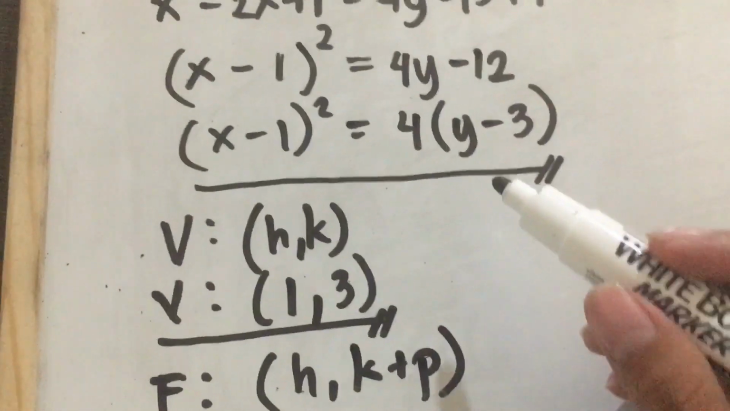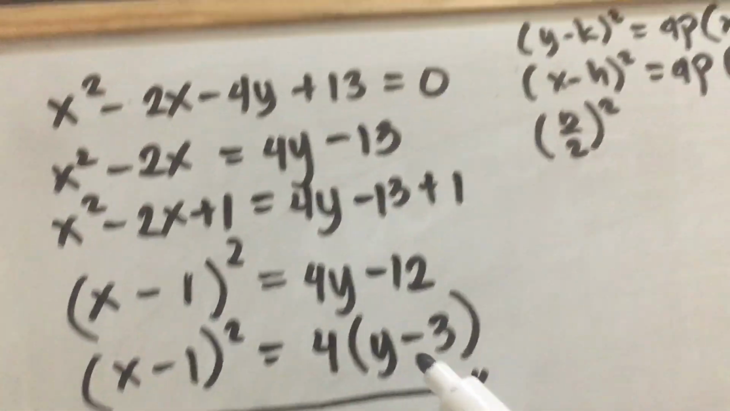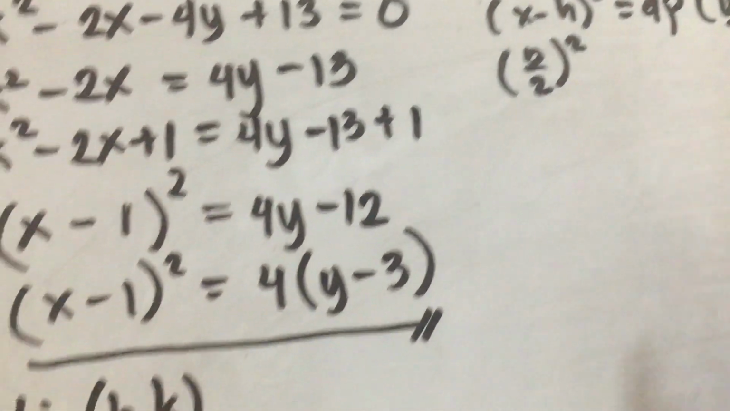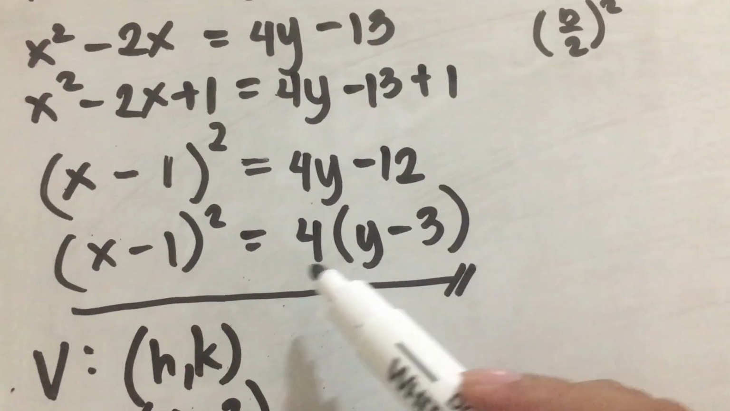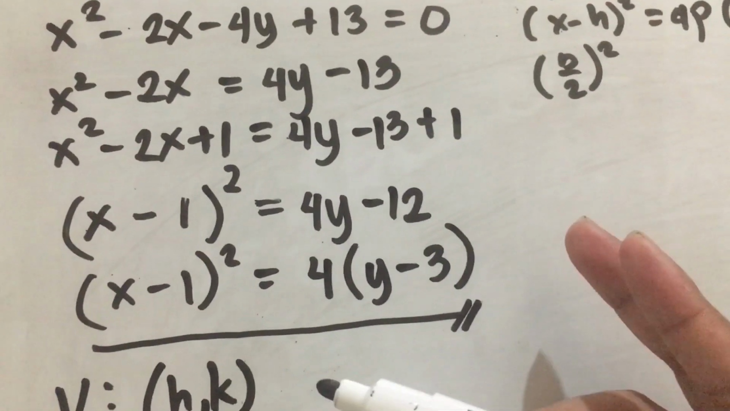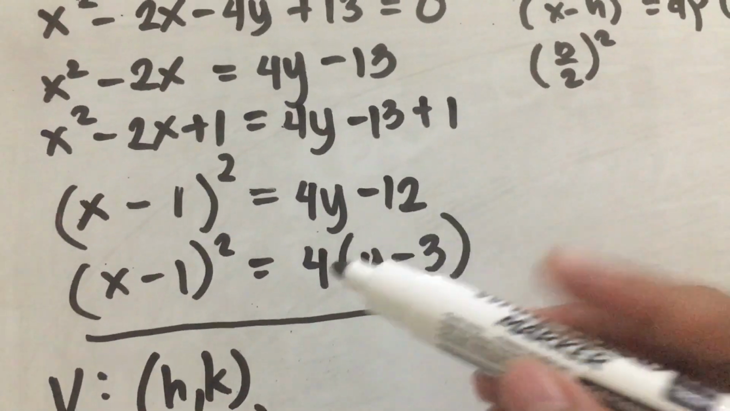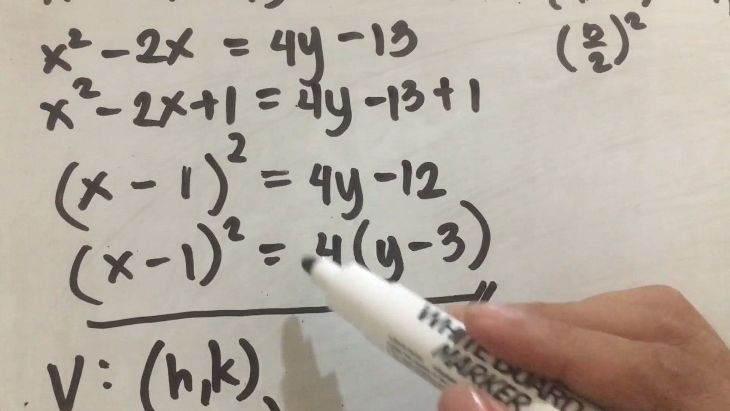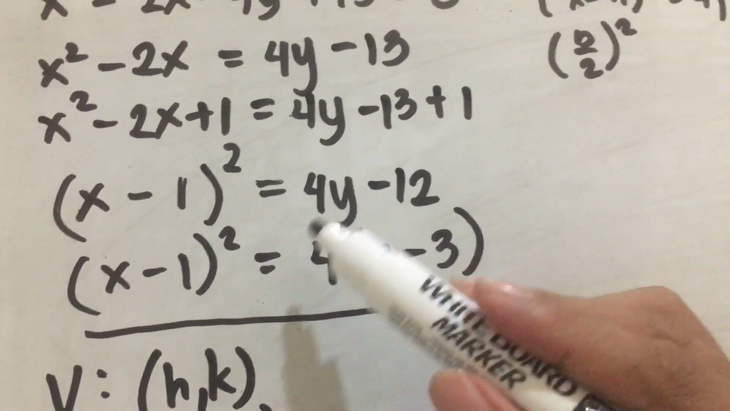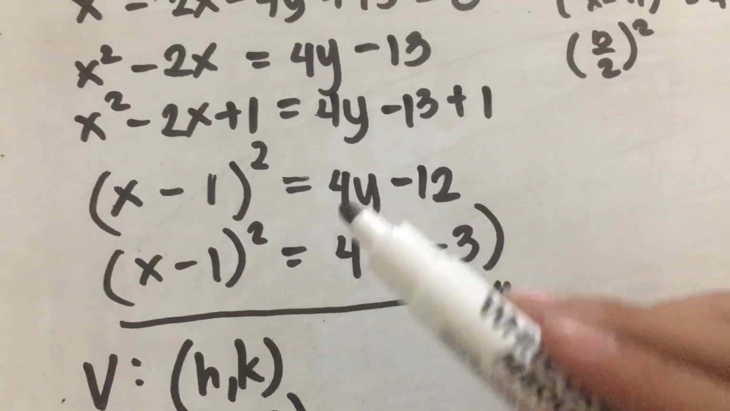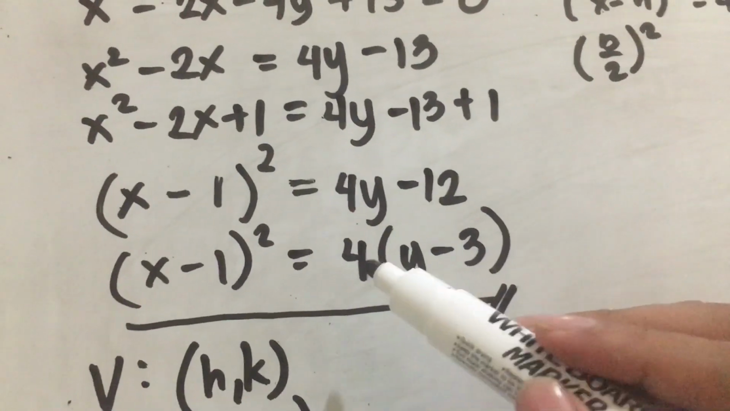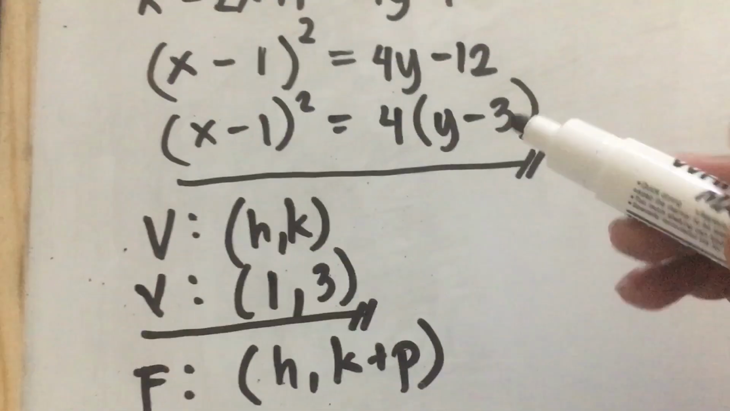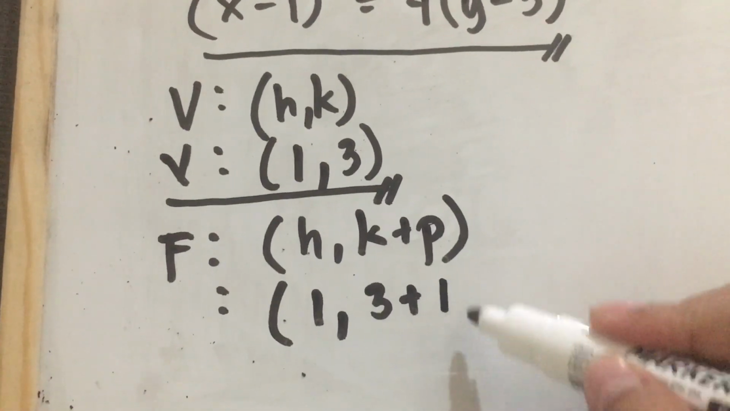So how can you find the value of your p? We all know that in this side here, that is equal to 4p. So this 4 is also equal to 4p. How do you find the value of your p? You just simply divide this number by 4. Whatever number is found in this part, you just divide it by 4. That is how we find the value of p, just like in our past lesson. So 4 divided by 4, your p is equal to 1.